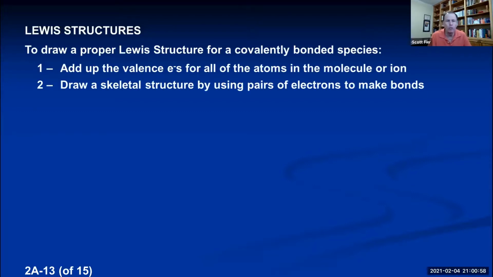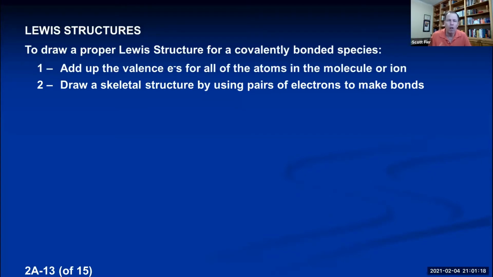Second step, you're going to draw what's called a skeletal structure by using pairs of electrons to make bonds. You're going to draw the atoms on the paper. You're going to go dash between them, dash between them, dash between them. Those dashes are going to be the shared pairs of electrons that are the bonds.